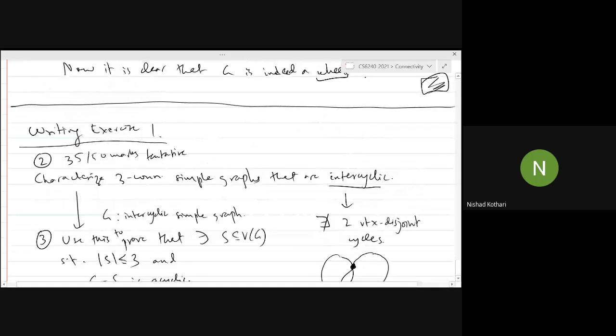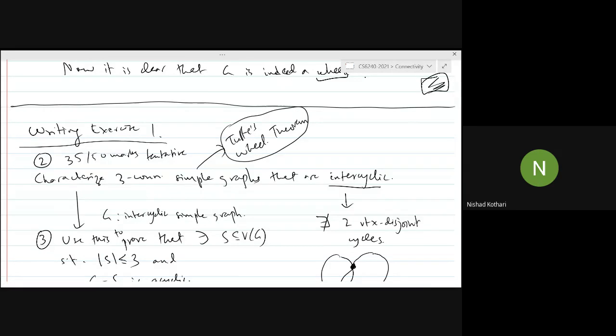Okay. And what you want to do, so this is the main part of the exercise, is use Tutte's wheel theorem. If anybody sees another way to do it, I will be happy to hear about it. But what is expected is to use Tutte's wheel theorem to characterize the intercyclic simple 3 connected graphs. Okay, so I'll stop here.